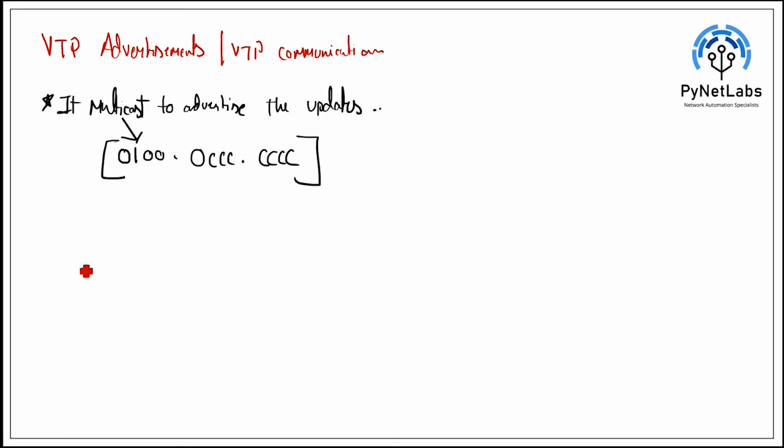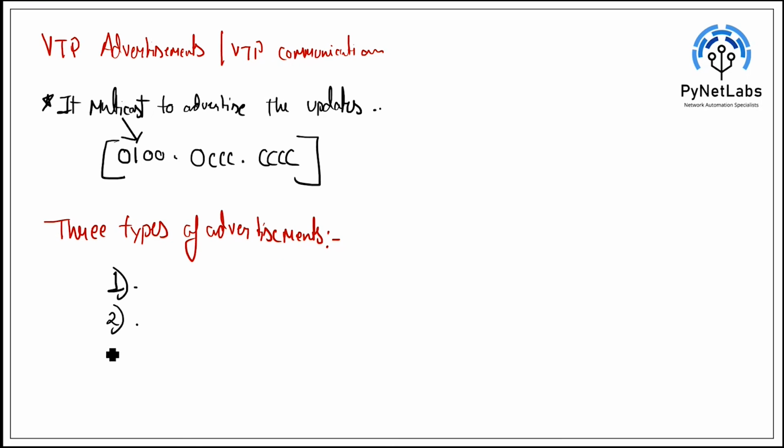Now we have three types of advertisements in VTP. Somebody of you may have heard about these, if I'm not wrong. The summary advertisement is there, then we have the subset advertisement, and lastly we have the client request. So these are the types of VTP advertisements.